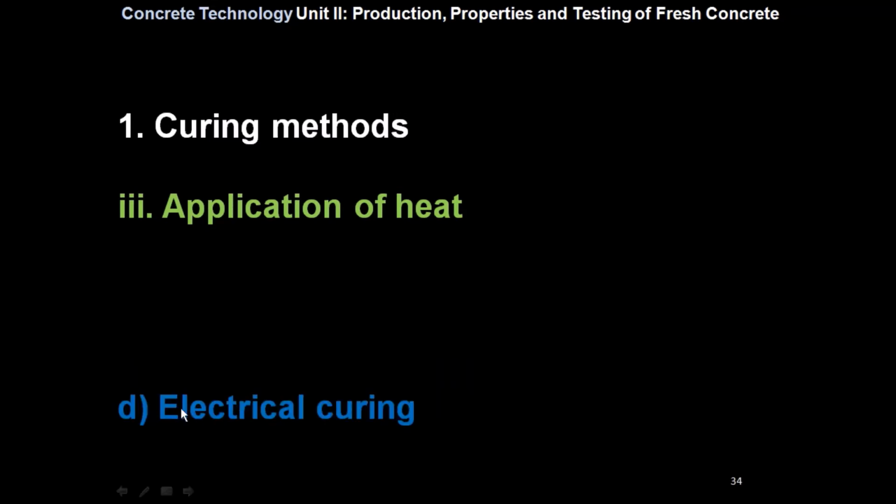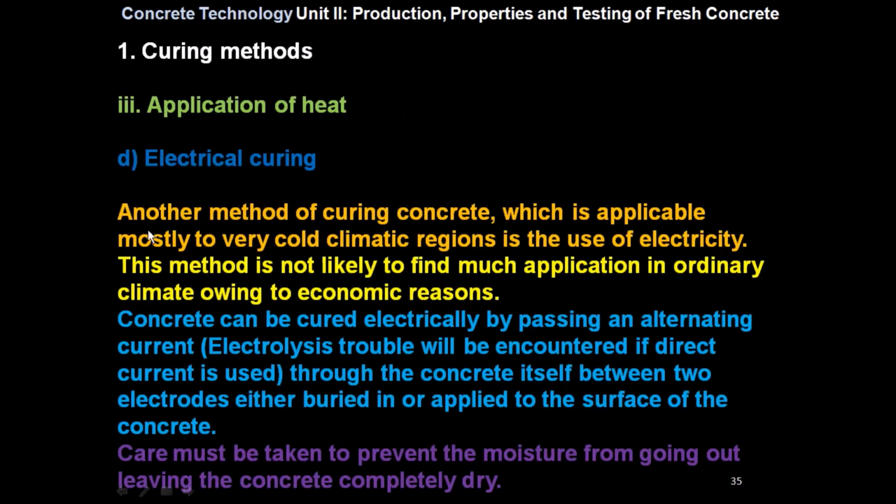Now we will see the fourth method, that is electrical curing. Another method of curing concrete which is applicable mostly to very cold climatic regions is the use of electricity. This method is not likely to find much application in ordinary climate owing to economic reasons. Concrete can be cured electrically by passing an alternating current.